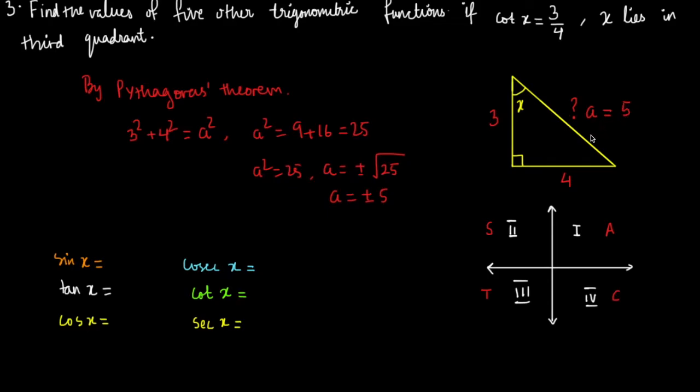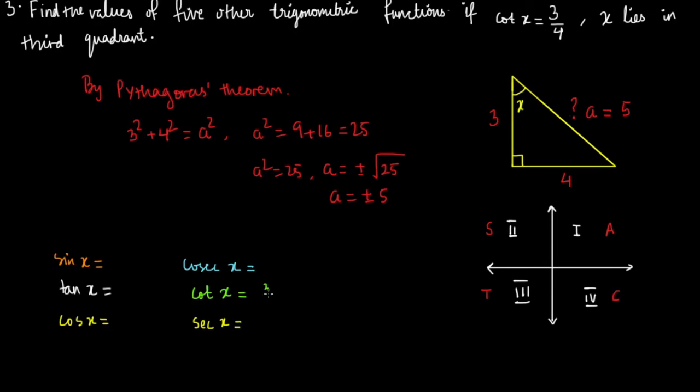Why plus 5? Because this is the side of a triangle, more appropriately the hypotenuse of a right angle triangle, so the distance would not be negative. Okay, so a is equal to 5, whatever unit that is. We are asked to find the value of 5 other trigonometric functions if cot x is equal to 3 by 4. So cot x is given to us, that is 3 by 4.